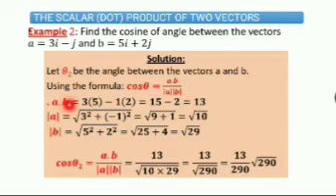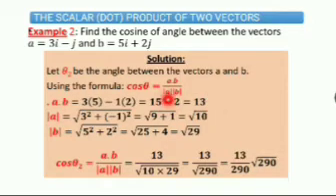So A dot B, you know how to find that one. This is A1, this is B1. So 3 multiplied by 5 is equal to 15. A2 is minus 1, the coefficient of j here is minus 1. Then B2 is equal to 2. Is that clear? Now, minus 1 multiplied by 2 is minus 2. So 15 minus 2 is equal to 13.